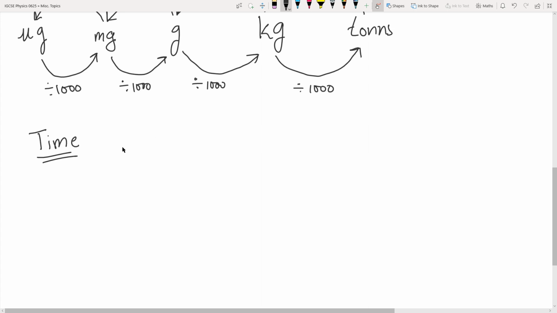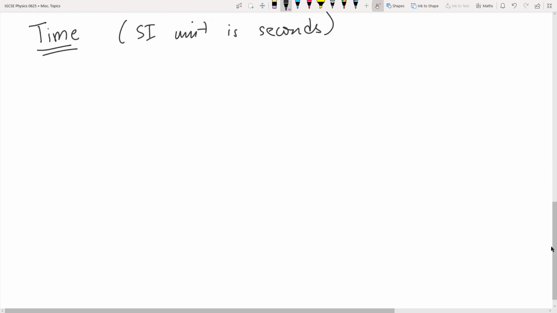So we can say that all of the physics will actually use these 3 base units as a whole, and temperature will mostly be used for the thermal block. So these 3 are really important. So time, the SI unit is seconds, right? So let's go with the second, right?